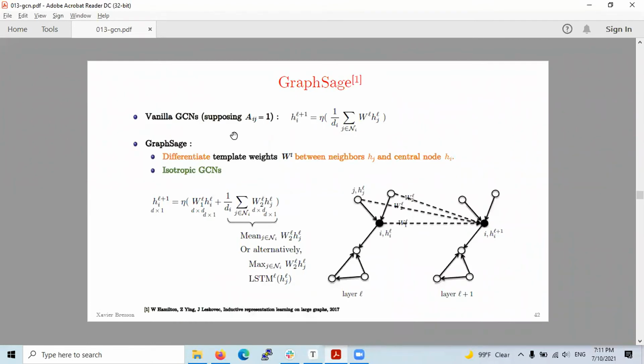And again, the weights being different also means that the adjacency matrix in the previous GCNs was not weighted; it was just constant. But in this particular case, there is a certain weight between the connections of the nodes.